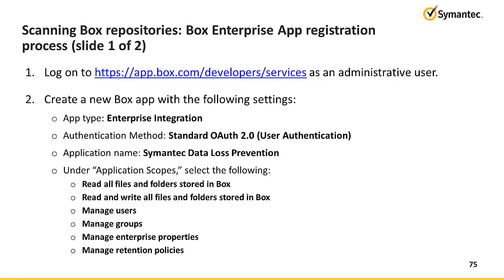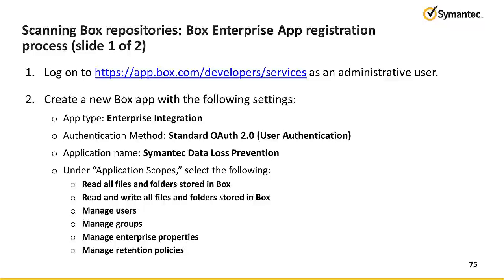To create the Box Enterprise application, log on to https://app.box.com/developers/services with an administrative account and create a new Box app with the following settings. The app type set to Enterprise Integration. The authentication method set to Standard OAuth 2.0. The application name called Symantec Data Loss Prevention.